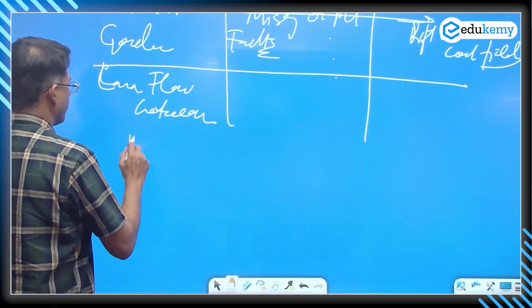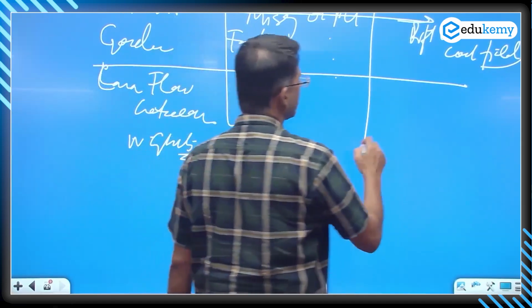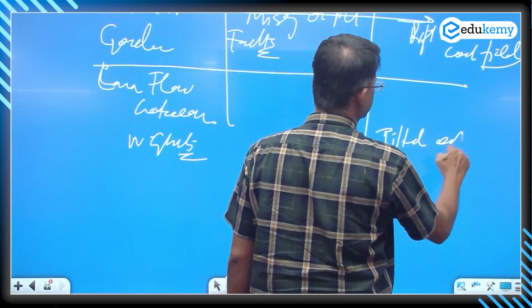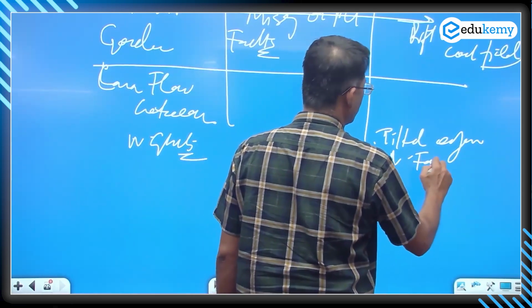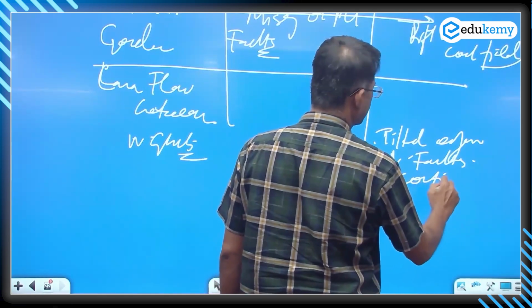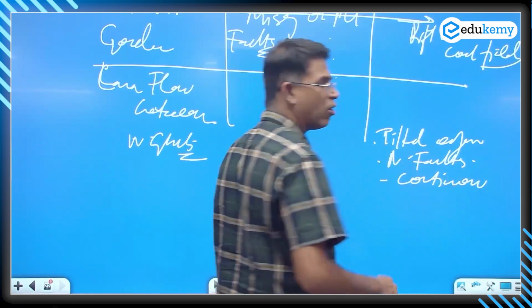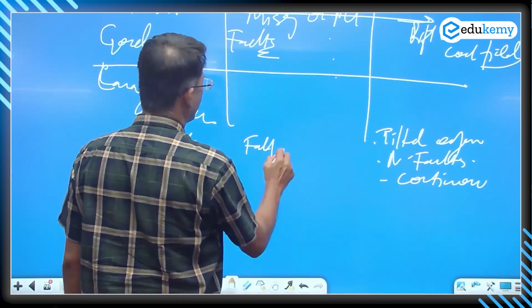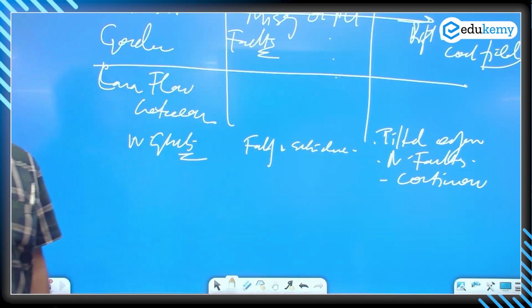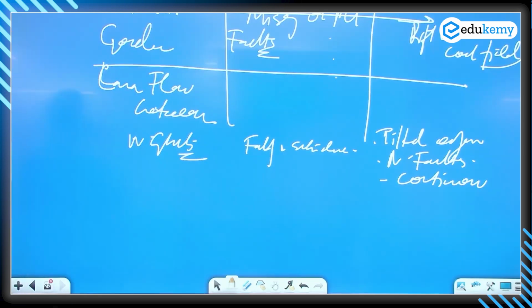One is Western Ghats. These are tilted edges. They have normal faults. These are continuous along the western side, formed because of faulting and subsidence. I'm presuming you know these things. Okay. Otherwise, like I said, take the class notes and देख लो एक बार जो भी है. This can't be taught at this stage.